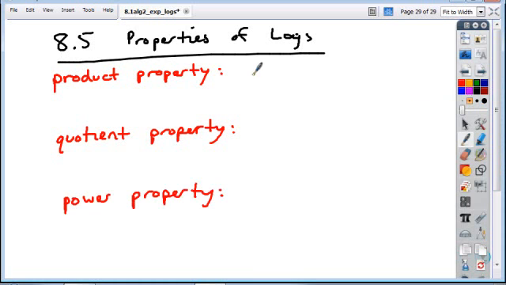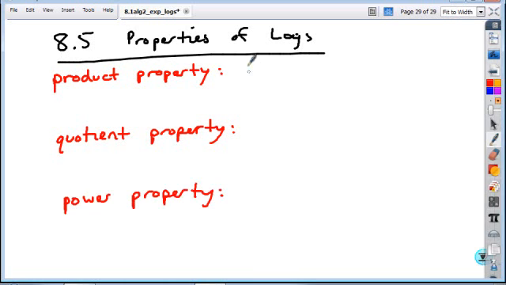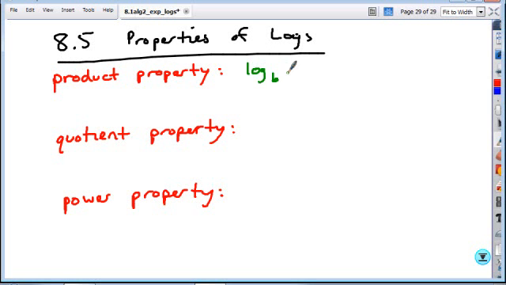If you have a product inside of a log, so if you have a log expression, log base b of some product, the product is u times v. Anytime there's a product inside of a log, you can expand this log, and you can write it individually as the log of the first factor plus the log of the second factor. So the log base b of the product uv is equivalent to log base b of u plus log base b of v. And it works both directions.